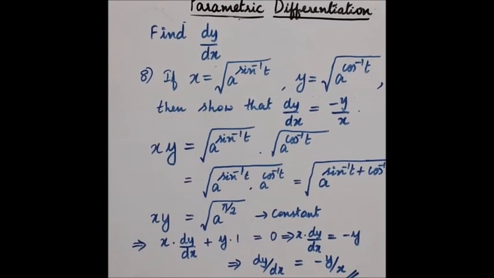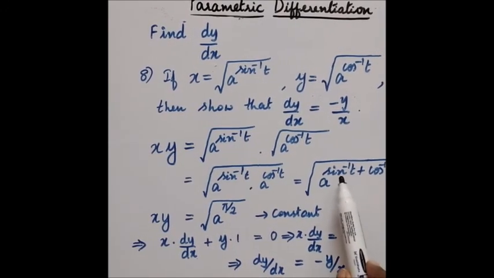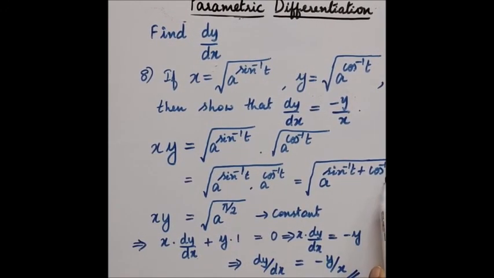Okay, so this is one different type of problem where we use the result in inverse trigonometric function. So we first find xy and then differentiate, easily you will get the answer. So with this, the parametric differentiation is done. So I hope it is clear.